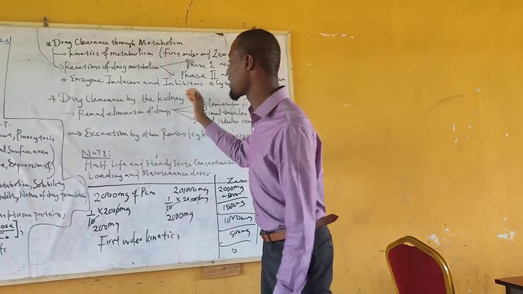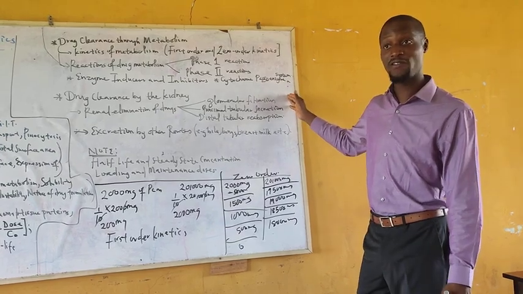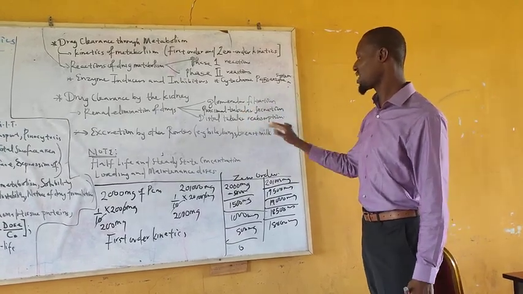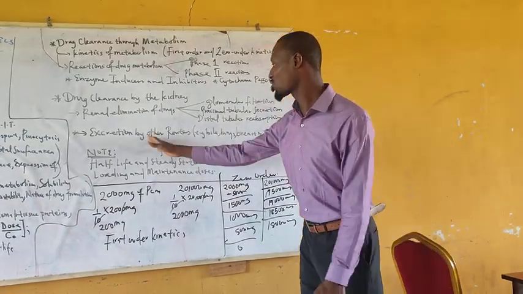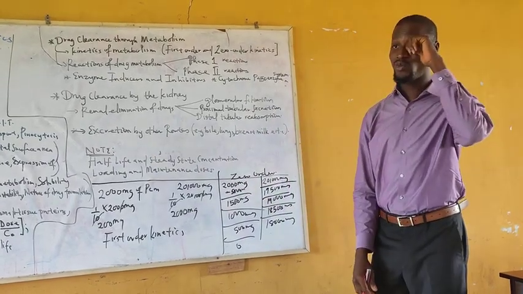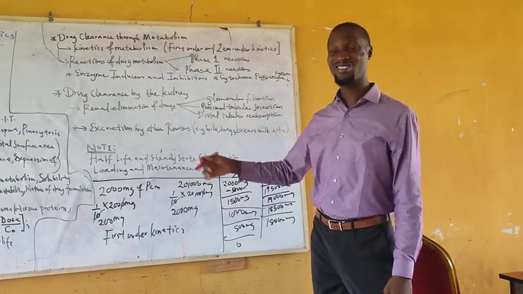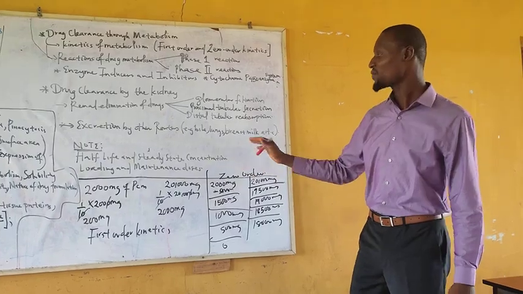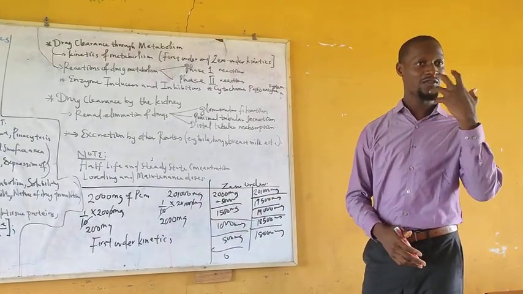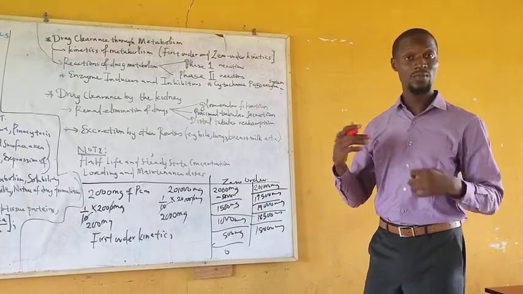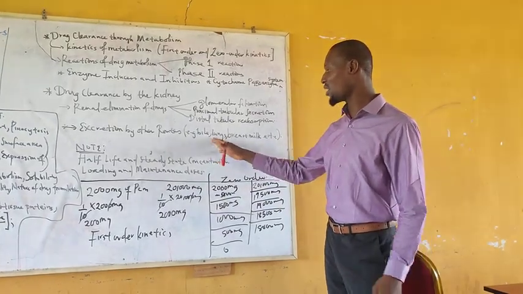For drug clearance by the kidney, in the elimination of drugs, the drug will be filtered in the glomerulus and secreted here. Then some of them might be reabsorbed here or be removed. Under excretion, we also have biliary excretion and renal excretion, and we have excretion by other routes. Some drugs come out in your sweat, some through your breath, some are secreted in breast milk, some in bile, some in the lungs, and so on.